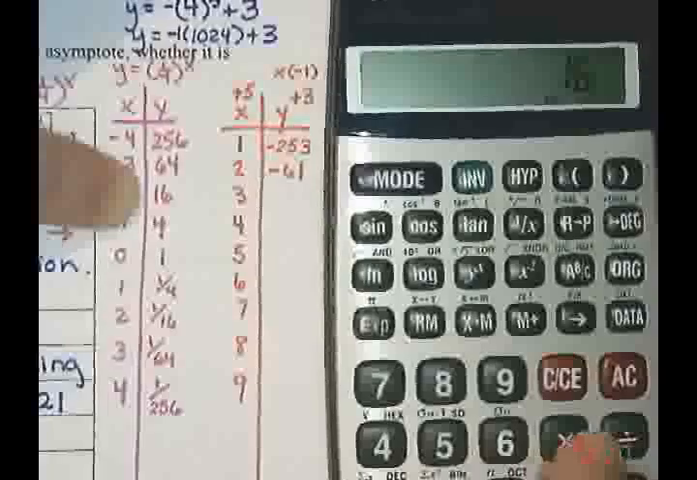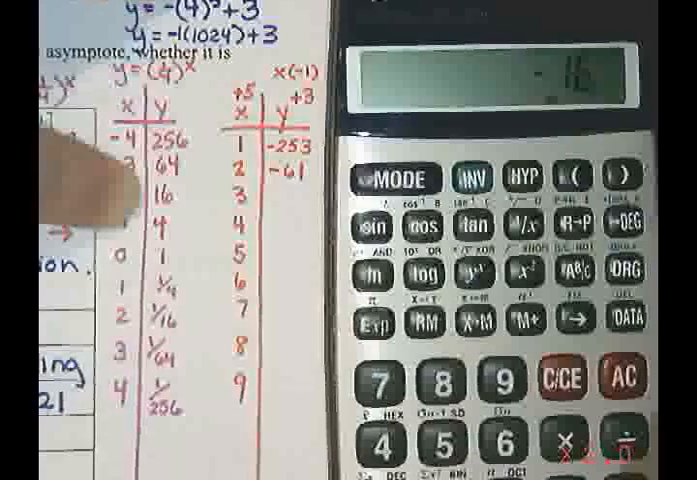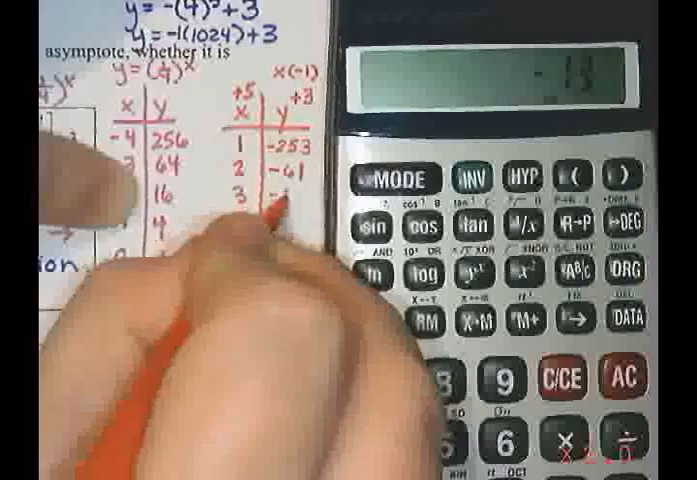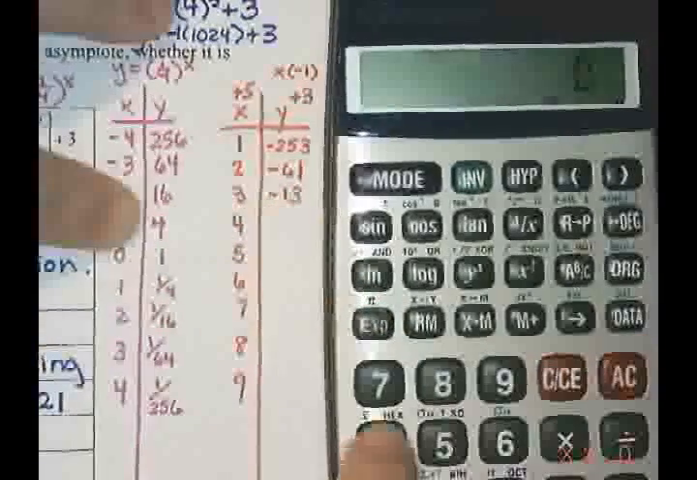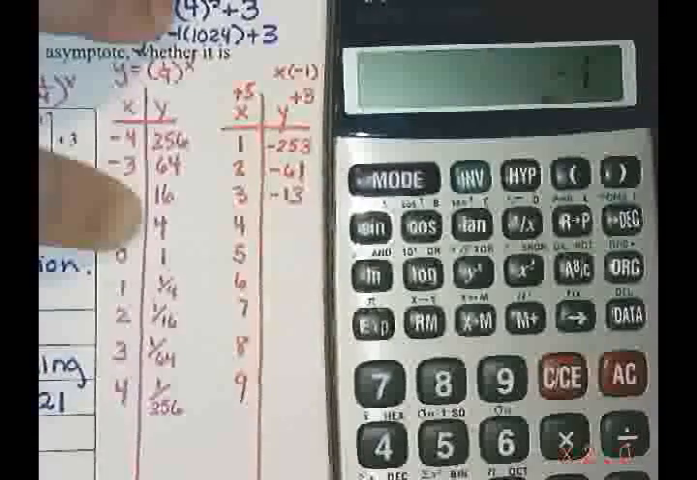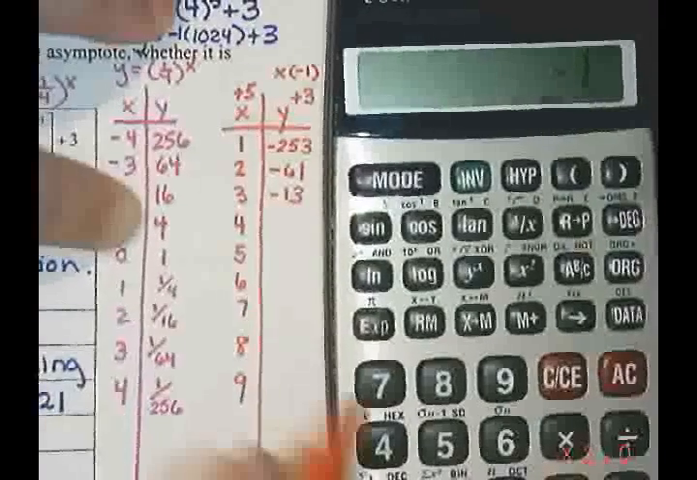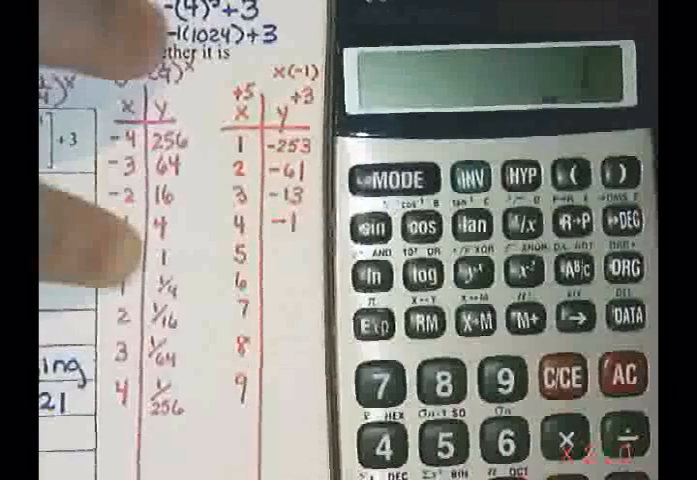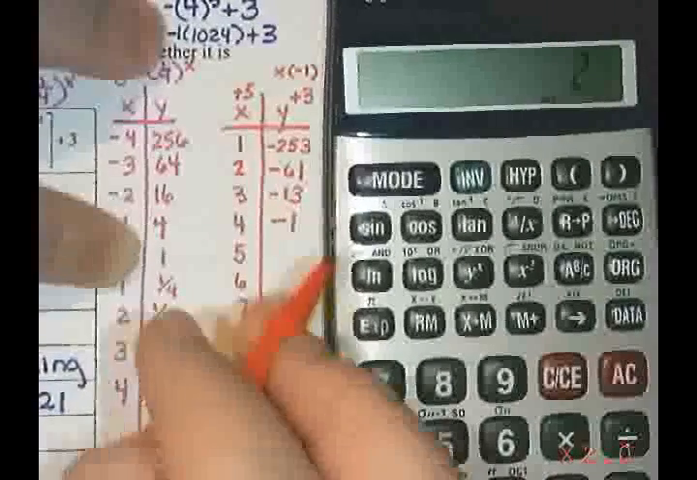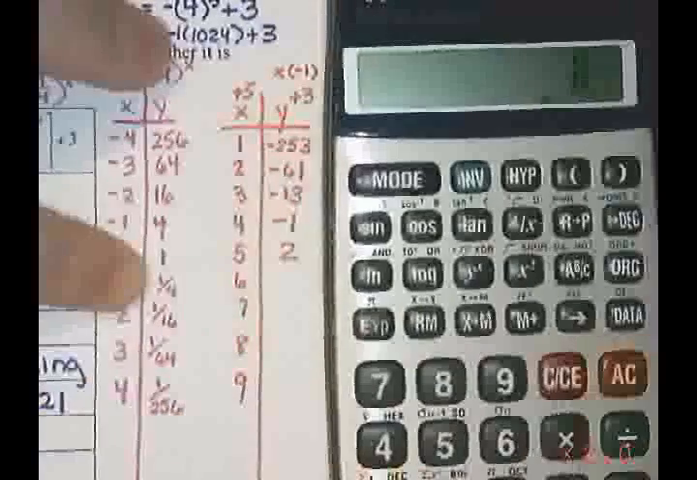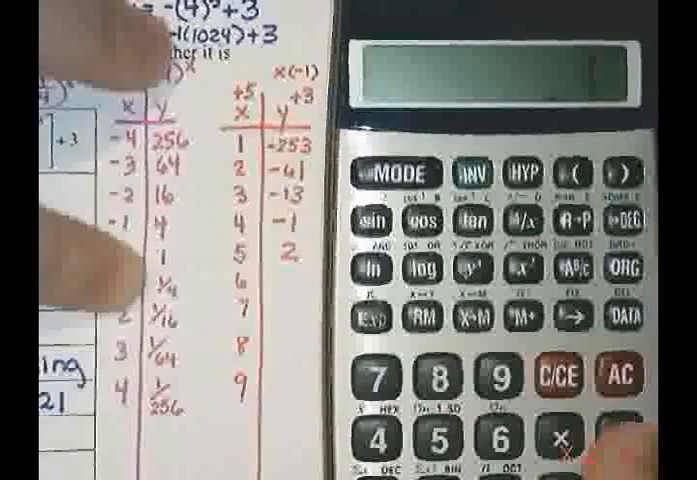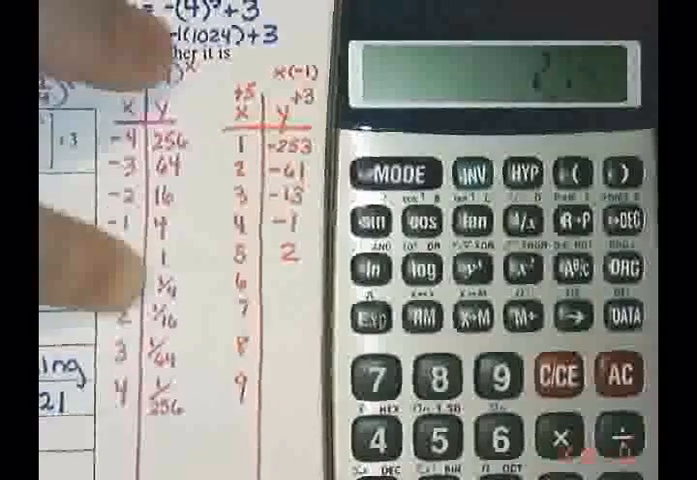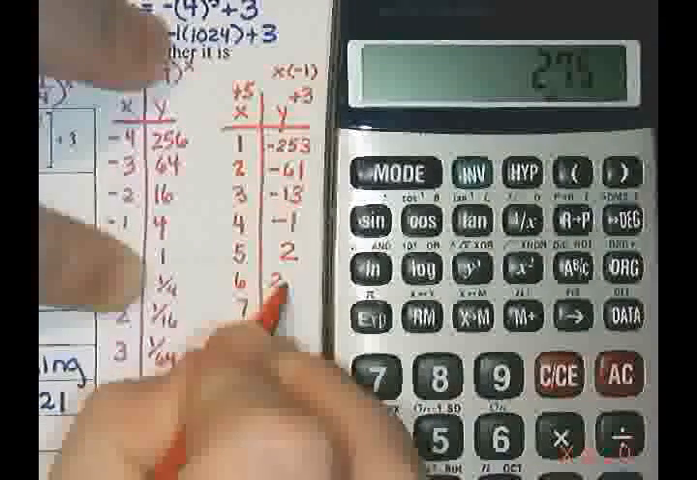All right, 16 times negative 1 plus 3 is negative 13. 4 times negative 1 plus 3 is negative 1. 1 times negative 1 plus 3 is 2. All right, this is where the fun part happens. 1 divided by 4 times negative 1 plus 3 is 2.75.